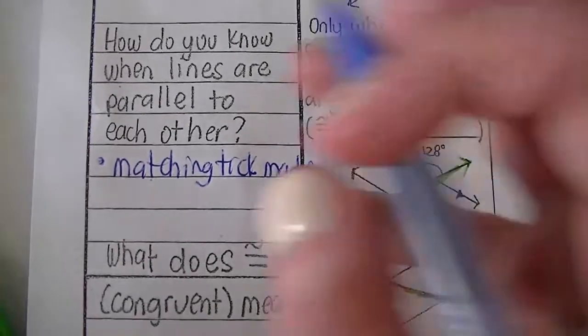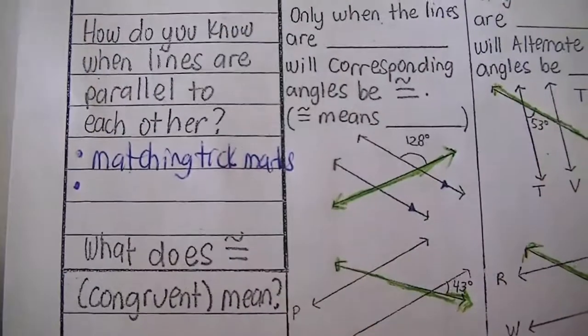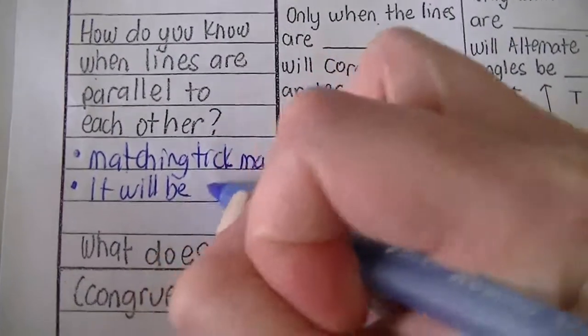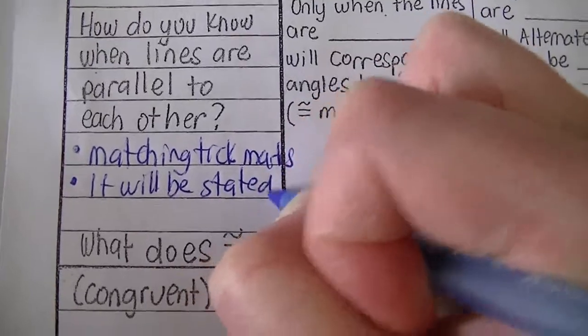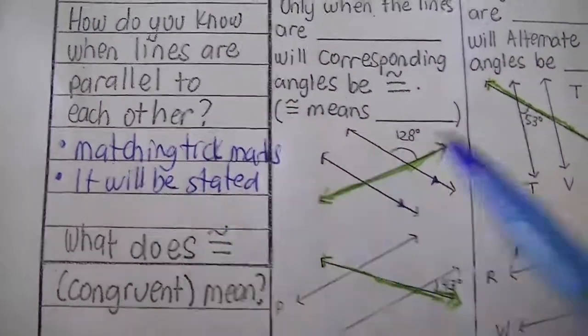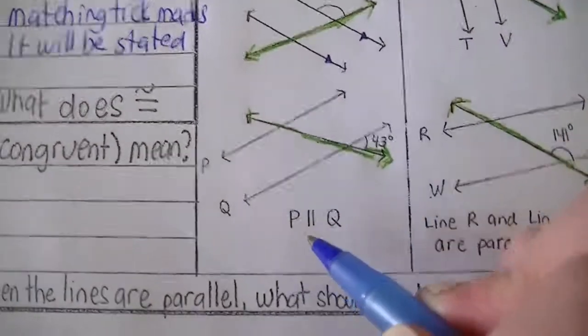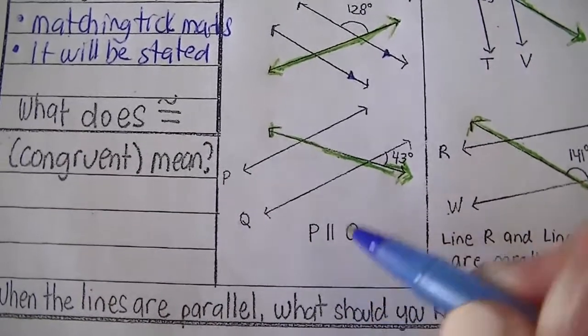So another way that you can tell that lines are parallel is it's going to be stated. They'll tell you, okay? And there's a couple ways they can show you that they are parallel. Yep, with the tick marks, but right here. See this right here? This means parallel.